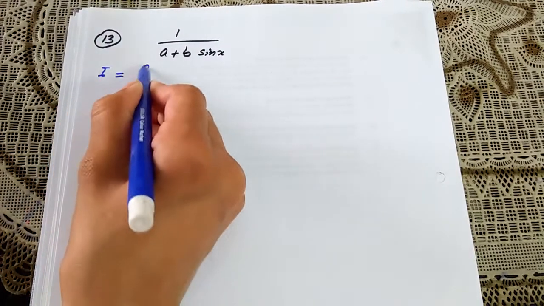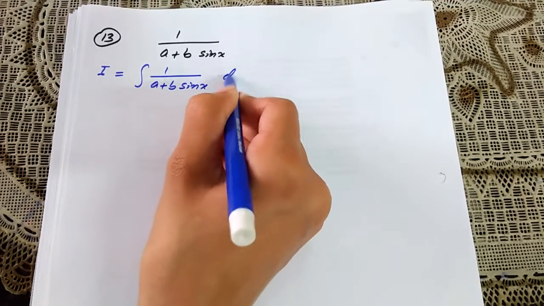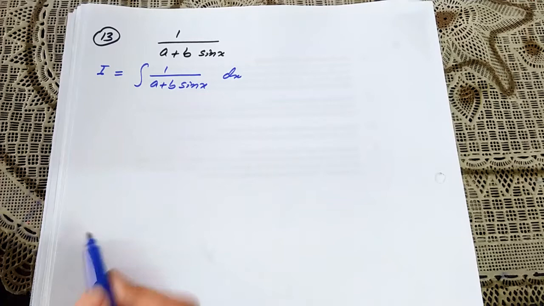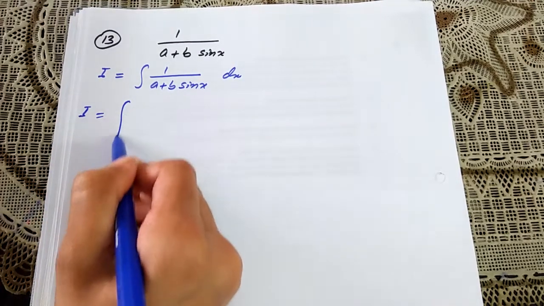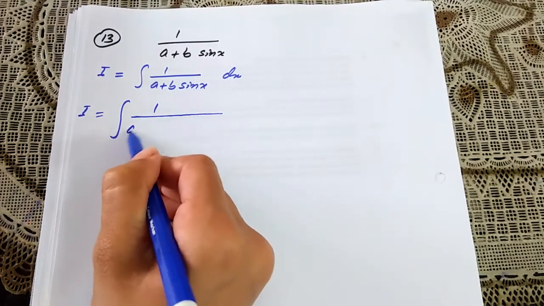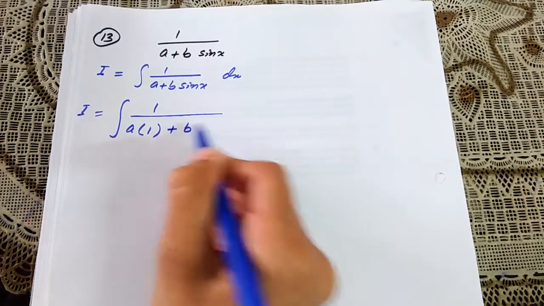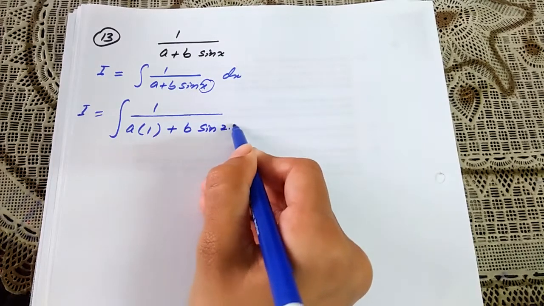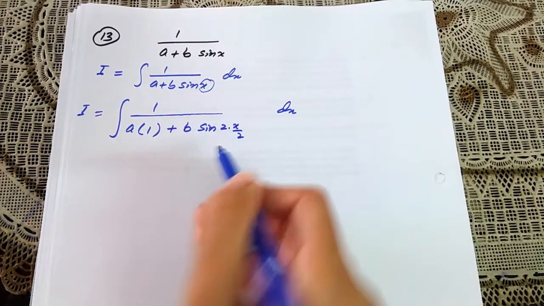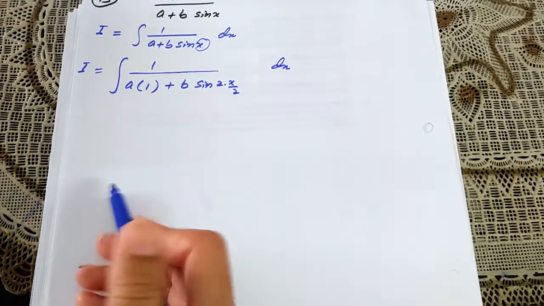Let's name this integral. Let I equals integral 1 over a plus b sine of x dx. Now we can write this integral as I equals integral 1 over a into 1, we can write it like this, plus b, we can write sine x as 2 into x by 2. We can write it like this because we know that this will be cancelled and we get back this x.